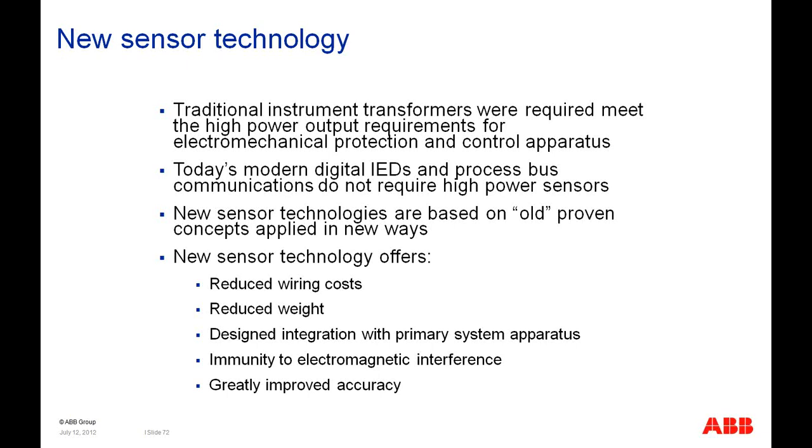That's what they're doing internally. So if we had a sensor that could just output this millivolt level instead, we wouldn't have to. We could do that easily enough with modern technology now. New sensors based on old proven concepts are now being applied in new ways. So these sensors could reduce the wiring costs, reduce the internal components within the relay itself, reduce the weight of the relays, and they could be immune to electromagnetic interference and maybe even have greatly improved accuracy.